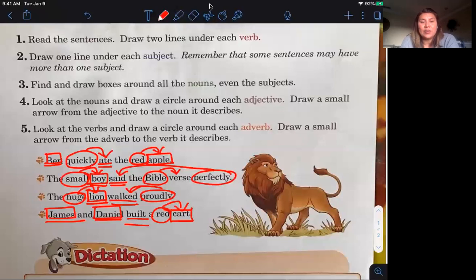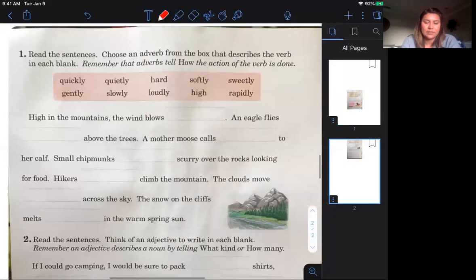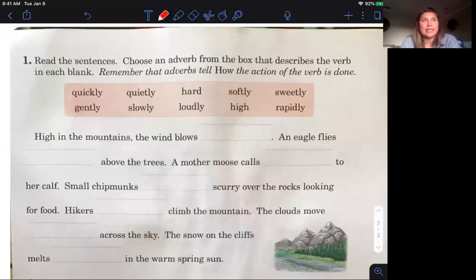All right, you underline the subject once, the verb twice, and an adverb is going to be circled, and an adjective will be circled, and it's going to have an arrow pointing towards the verb it's describing or the noun it's describing. All right, let's flip it to the back. You guys did amazing.